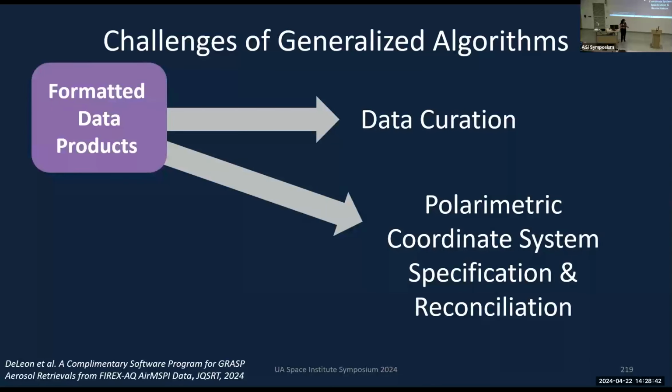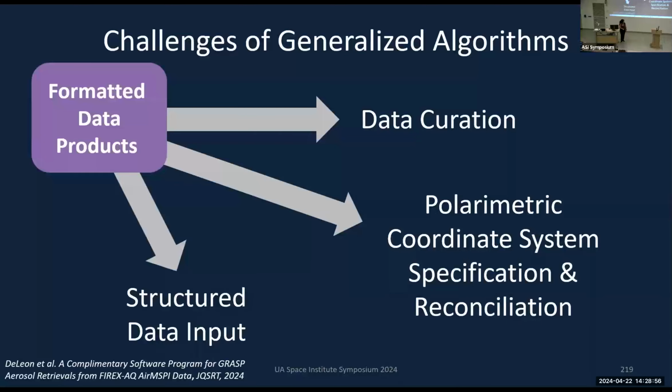As I just mentioned, polarization is essentially a giant geometry problem. Whether you're on the ground, airborne, or on a satellite, you have to define your coordinate space for all of your data products. And this is a generalized algorithm, so something's got to give. You have to format your instrument to fit the algorithm rather than having an algorithm built for your instrument.